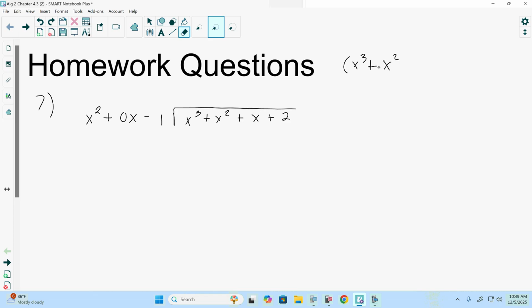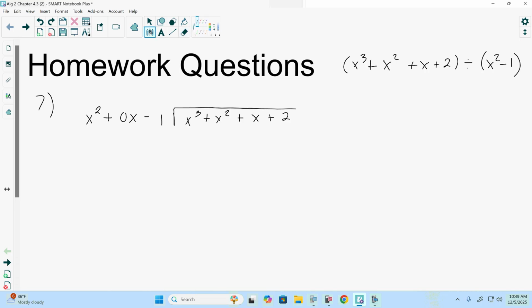X squared plus x plus 2 divided by x squared minus 1. So this is what we're dividing, so we put the term inside our x cubed plus x squared plus x plus 2. Now that one doesn't have any terms missing because we start with x cubed, so we need cubed, squared, x, constant term. What goes on the outside, x squared minus 1, so the biggest term is x squared, so we need x squared, x, constant. So we're missing that x term, so we fill it in as 0x.